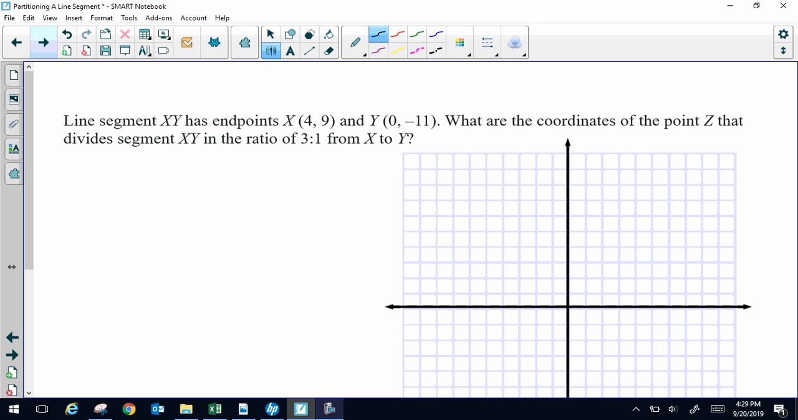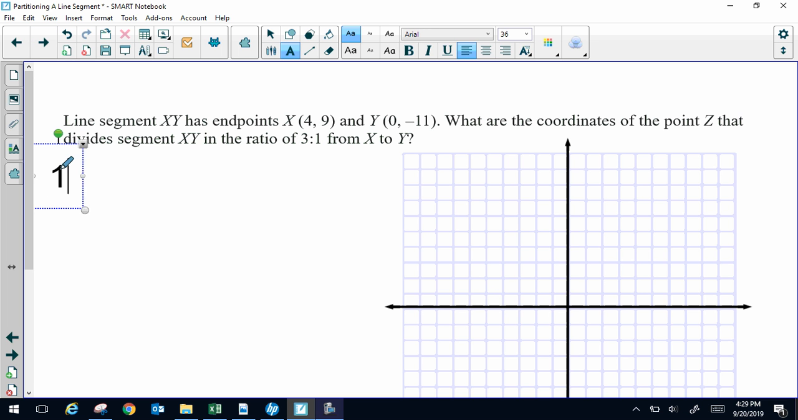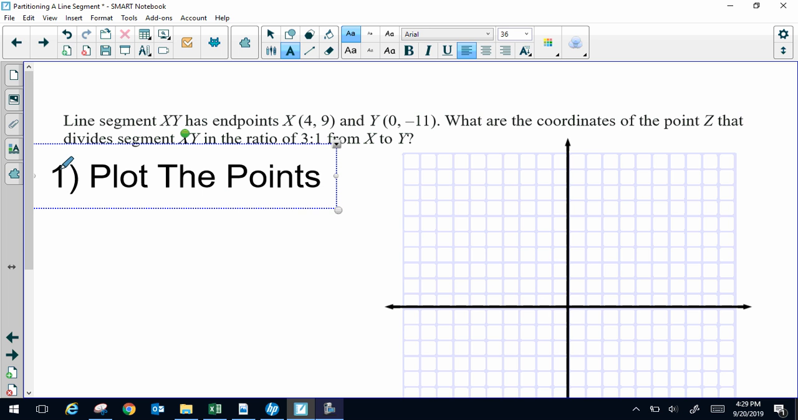All right, going on to the next one. This is number 3 from the worksheet. Sorry, not number 9, I saw the 9 there in the problem. All right, so then again, step 1. Plot the points.